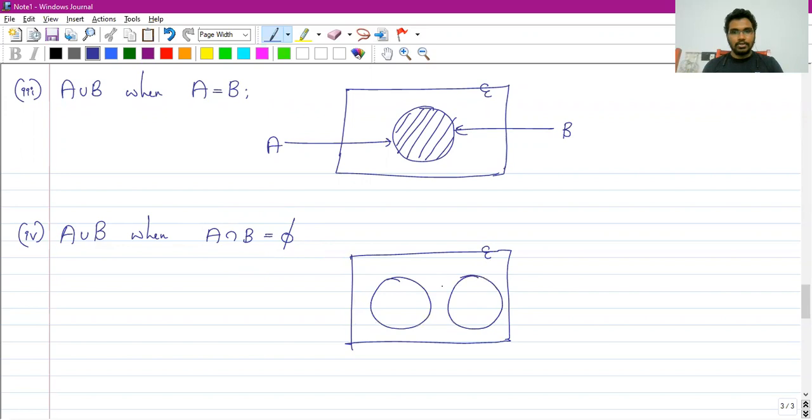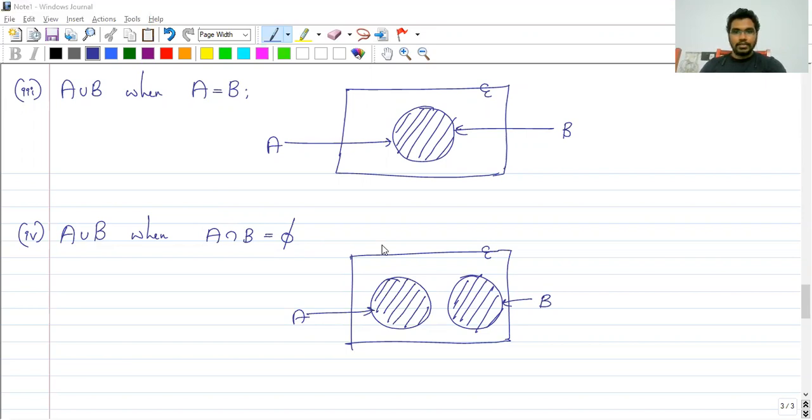So this will not join, and here this will be A and this will be set B. For A union B, you must shade all the elements of A as well as all the elements of B. So we can shade all the elements of A and all the elements of B. So this is A union B when A and B are disjoint sets. I think you can understand it well.